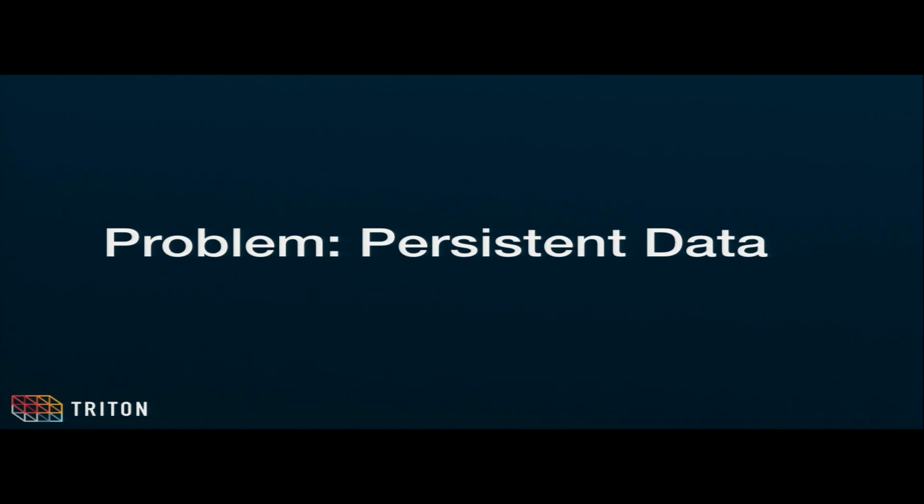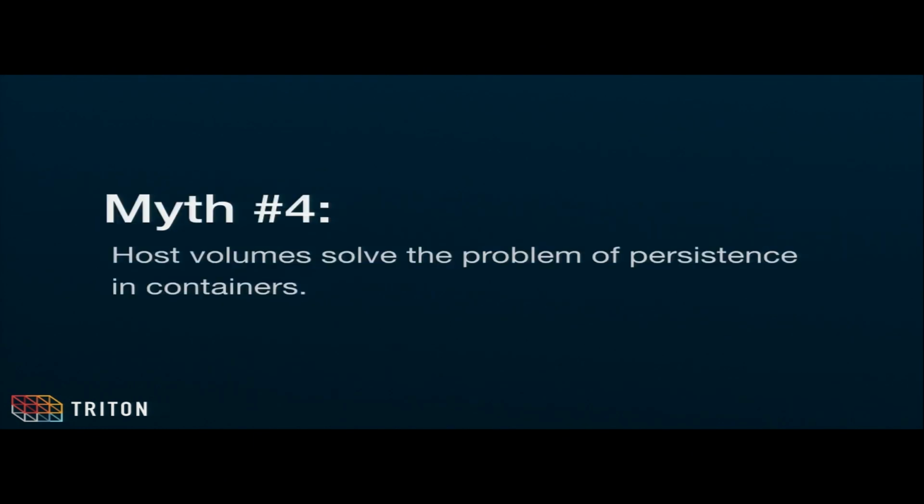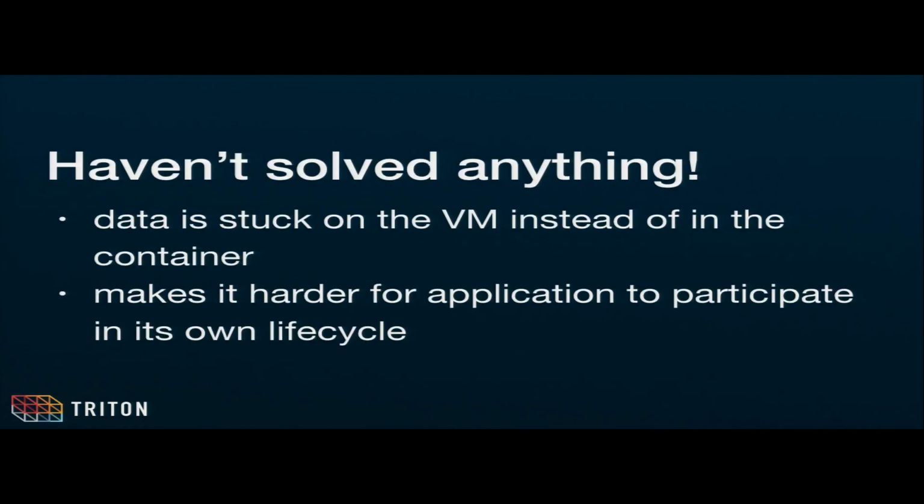Persistent data. And this brings me to myth number 4 about containers, which is that host volumes solve the persistence problem, right? So we just -v mount my volume wherever and everything's solved. Except that we haven't solved anything, right? Because that blob of data is just now on the VM that you're running instead of inside the container. Congrats, the data's still there, it hasn't moved, right? We still have the problem of, well, what if the VM goes away? What do we do with that data?